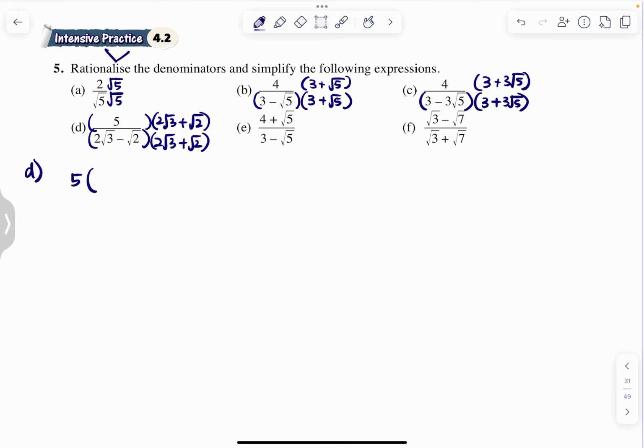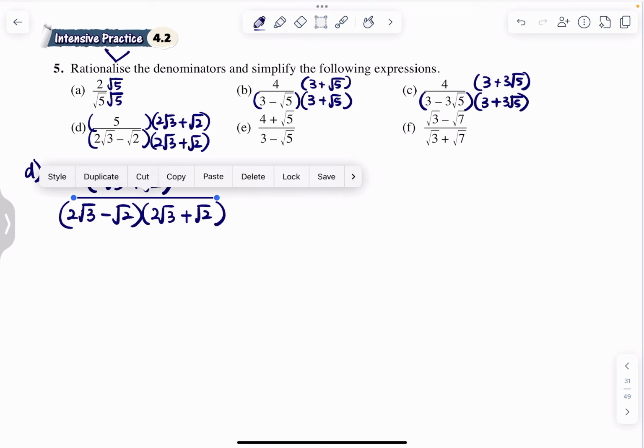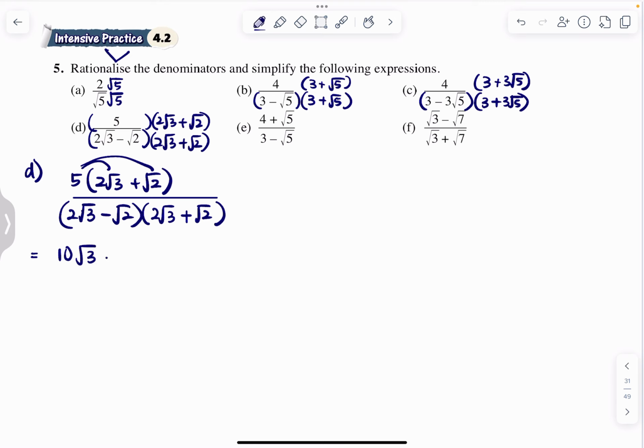So it's (5 √3 + √2) over (2 √3 − √2), times (2 √3 + √2) over (2 √3 + √2). Alright, okay, then we expand now. So 5 times 2 is 10 √3, and 5 √2.